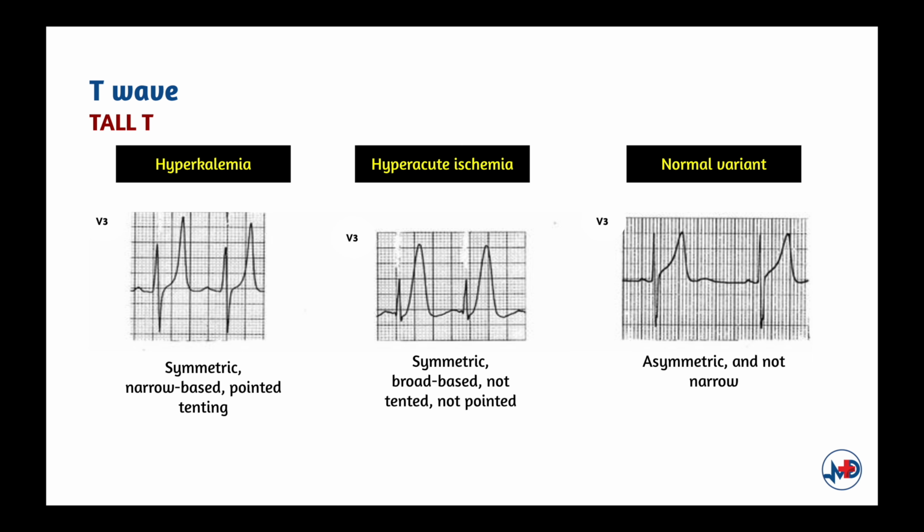If you look at hyperacute ischemia, it's symmetrical with a broad base as compared to hyperkalemia, which has a narrow base, and it's not tented or pointed. And finally, you also have it in the form of normal variant, where it's asymmetrical and it's not narrow as well.